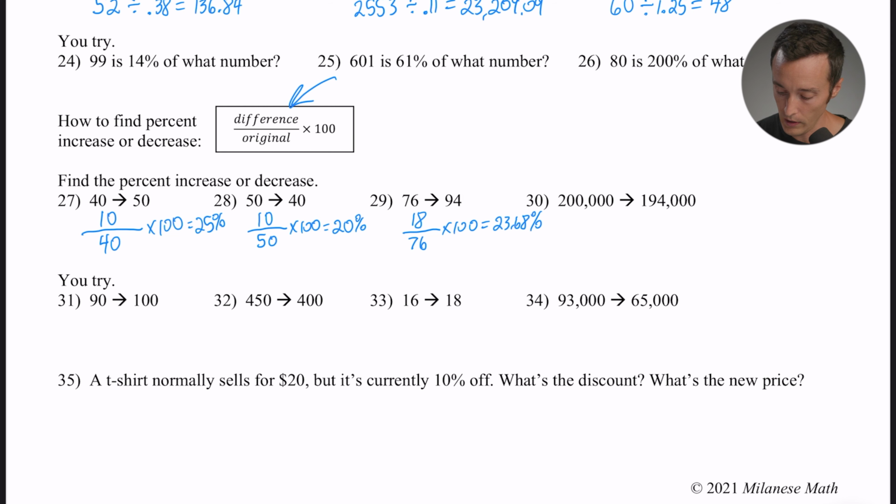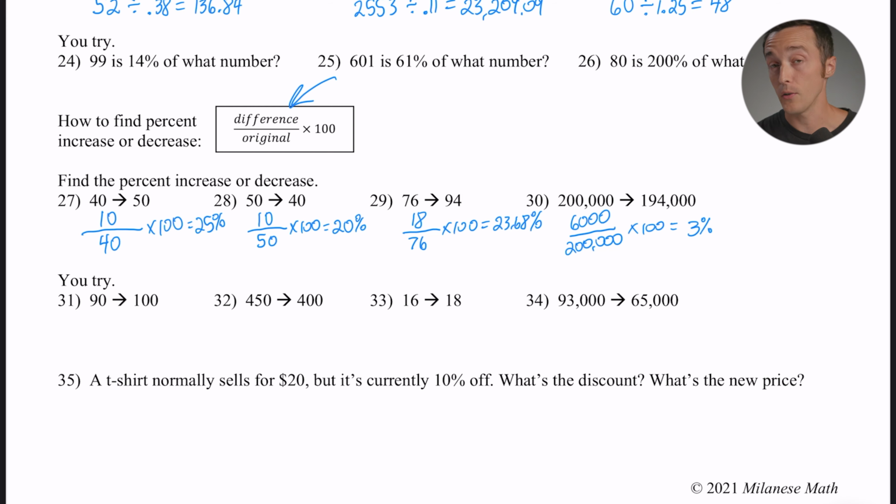Well, the formula is the same. What's the difference between those two numbers? If you subtract them, it would be 6,000. And we need to divide that by the original amount, which was 200,000. And then of course, multiply that by 100. And if you grab your calculators and multiply that out, that is 3%.